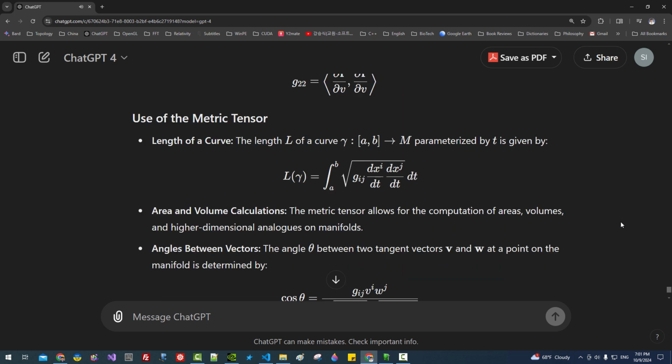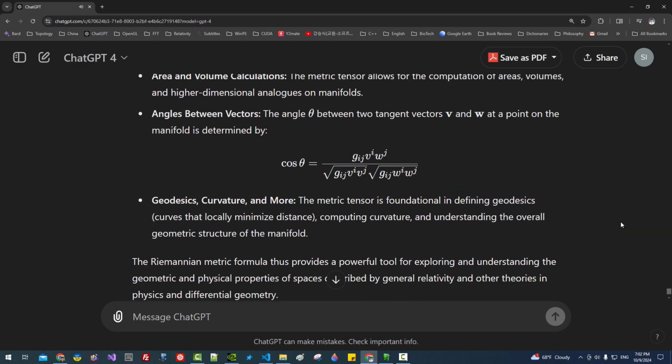Use of the metric tensor. Length of a curve. The length L of a curve gamma from a to b in M, parameterized by t, is given by L of gamma equals the integral of the square root of g_ij dx^i/dt dx^j/dt dt. Area and volume calculations. The metric tensor allows for the computation of areas, volumes, and higher dimensional analogs on manifolds. Angles between vectors. The angle theta between two tangent vectors, v and w, at a point on the manifold is determined by cosine theta equals g_ij v^i w^j divided by the square root of g_ij v^i v^j times the square root of g_ij w^i w^j. Geodesics, curvature, and more.